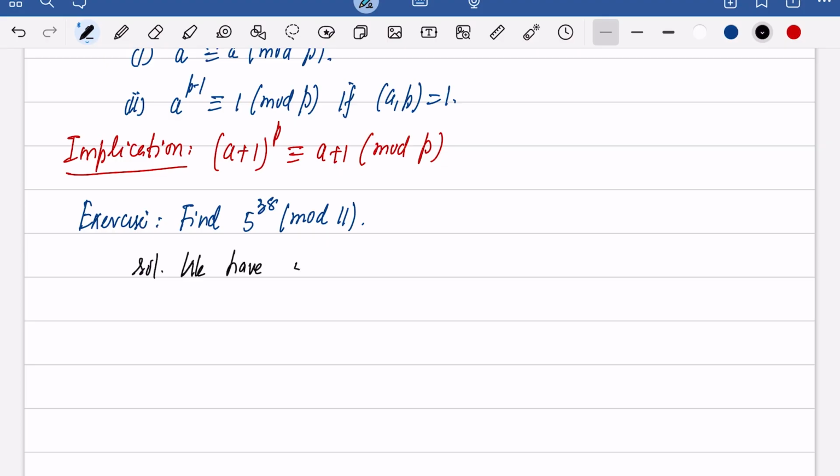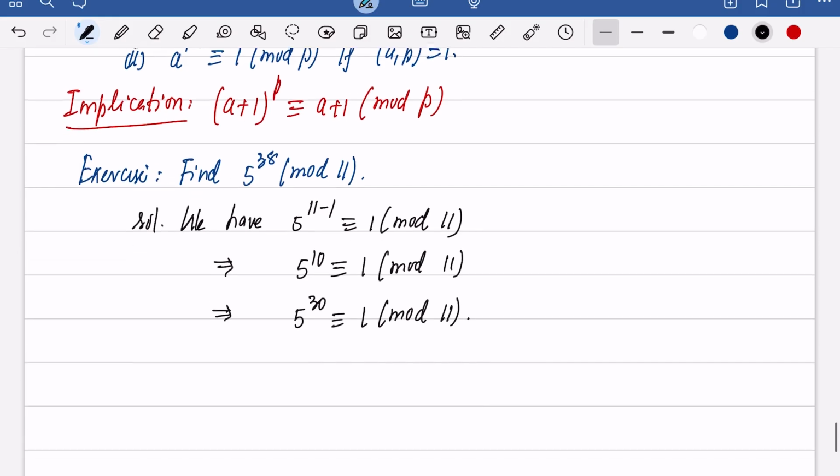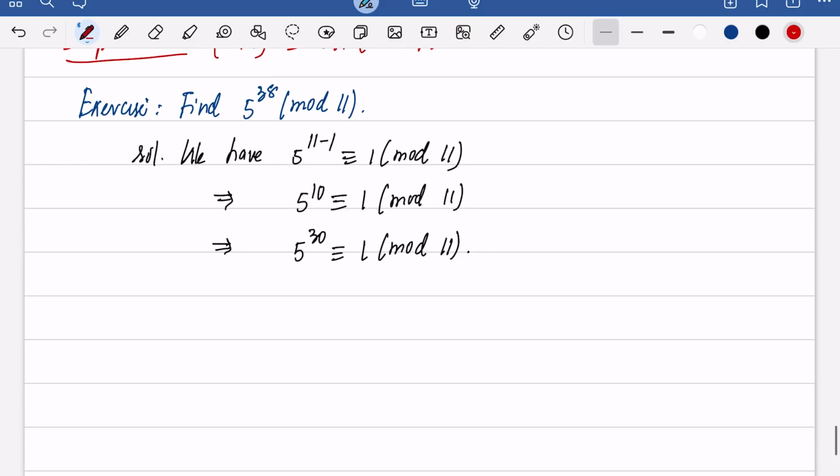So we have 5^(11-1) is congruent to 1 modulo 11 using Fermat's theorem, because 5 and 11 are relatively prime. So this implies 5^10 is congruent to 1 modulo 11. Raising the power 3 on both sides, 5^30 is congruent to 1 modulo 11. So we have reached 30, but now we need 38. For that, we start from the beginning.